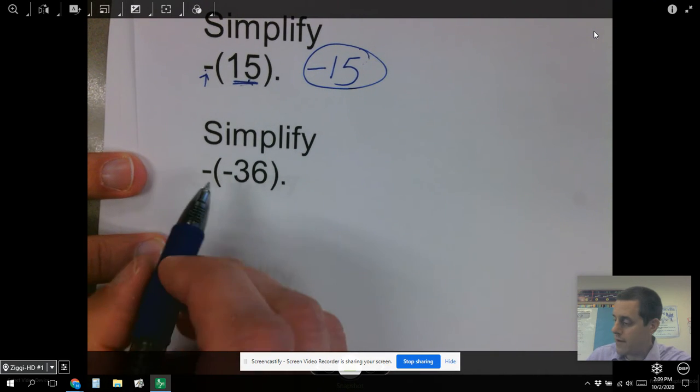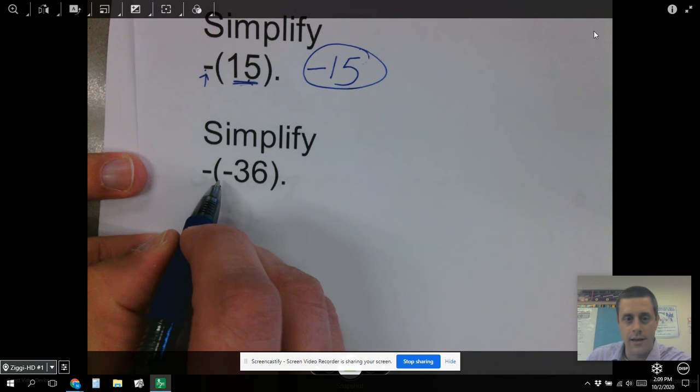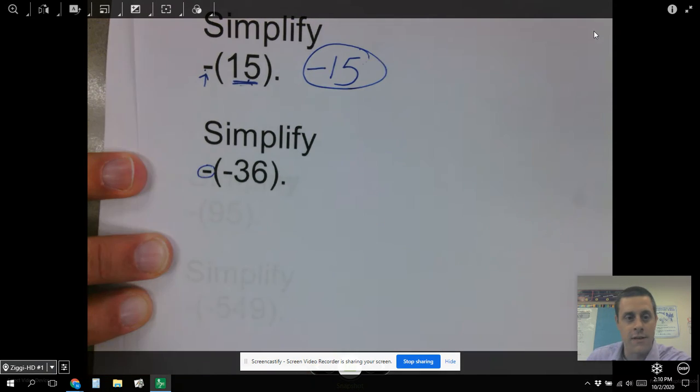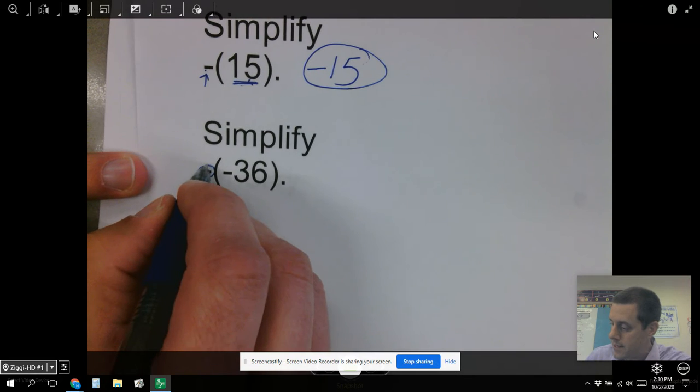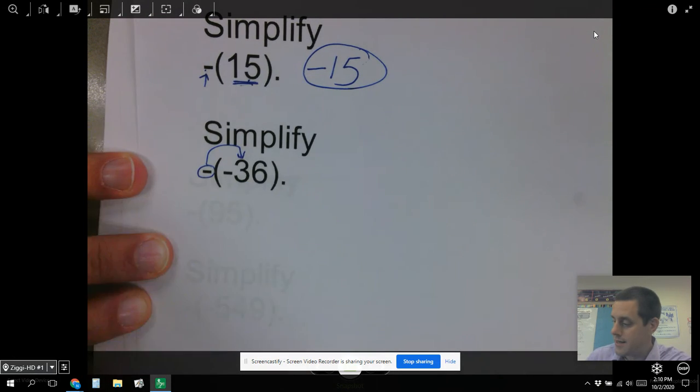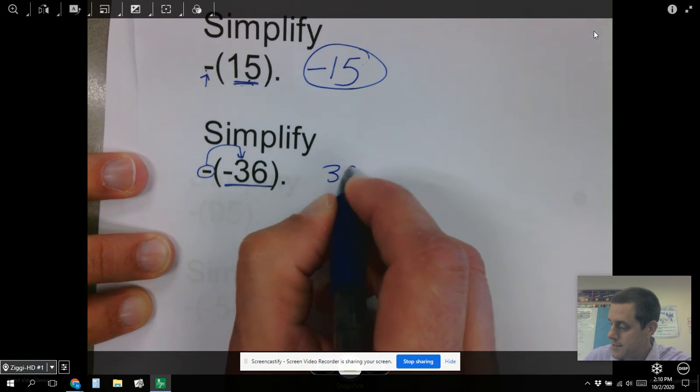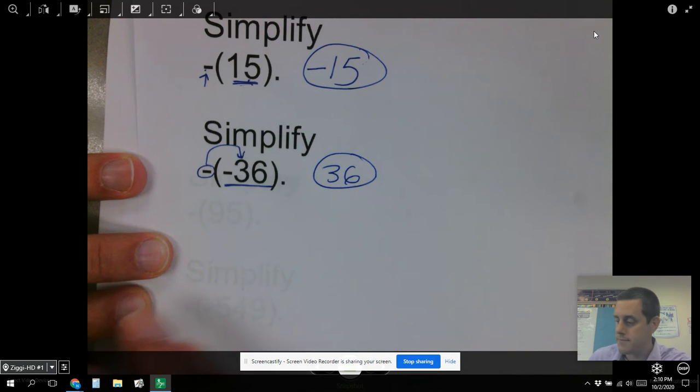Next expression to simplify, we have the negative quantity of -36. Remember, this negative sign touching the outside of parentheses means the opposite of what's inside. Inside the parentheses, I have -36. The opposite of -36 is +36.